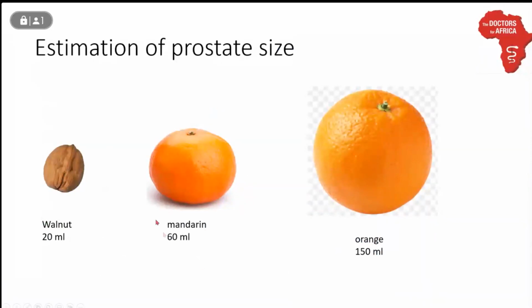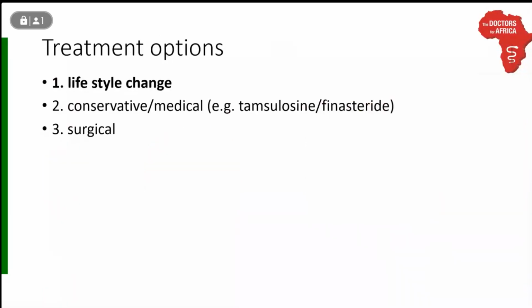The normal prostate has the size of about a walnut, that is about 20 ml. If there is some enlargement, it might have the size of a small mandarin, but it can also grow up to the volume of an orange. About the treatment options, you can change the lifestyle. That means reduction of the fluid intake. Try to postpone voiding and train the bladder, and don't drink too much in the evening.